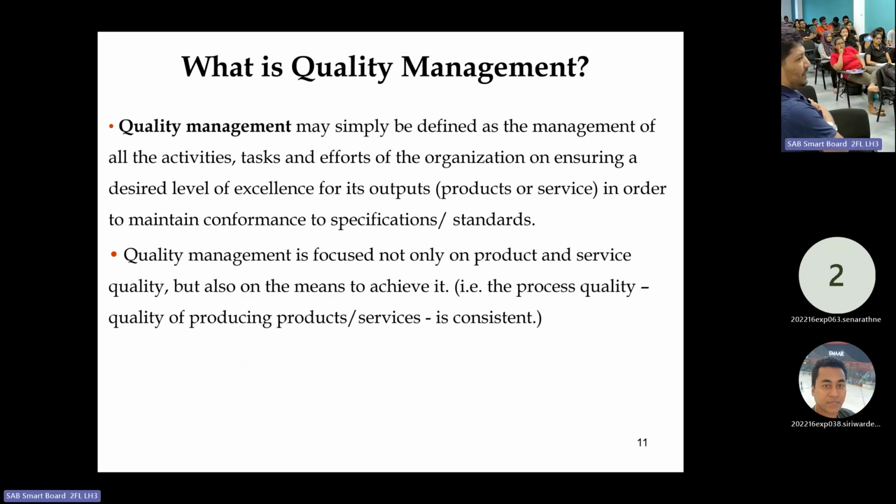Nevertheless, quality management is focused not only on product quality and service quality, but also on the means to achieve it. We call it process quality. So that should be consistent. You know what we mean by process quality? Now, products are manufactured through processes. So nowadays they talk about process inbuilt quality, which means processes are designed in a way with adequate quality consideration, so they are capable of producing quality products. Process inbuilt quality.